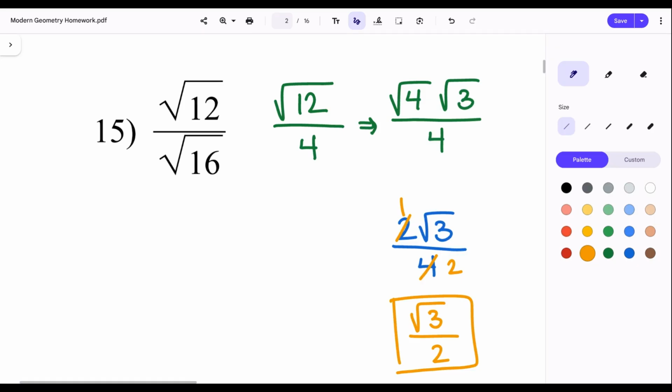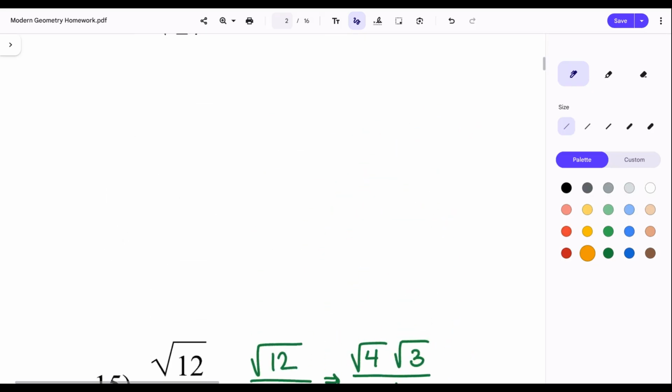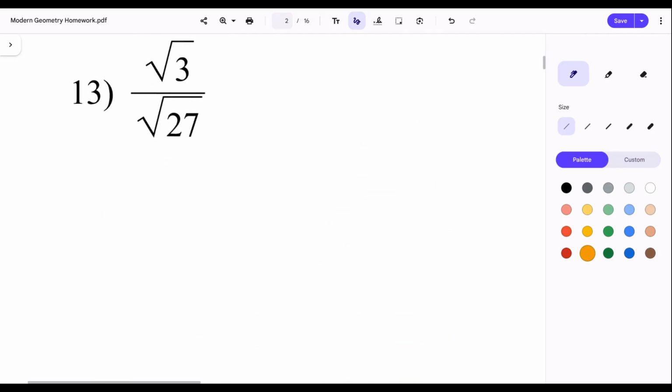Okay, let's go back up to number 13, because this one's going to be a little different. This time, the bottom is the square root of 27. Unfortunately, we can't just square root that. The last one was a little bit nicer because of the number that they gave me on the bottom. I don't have that for this one here. I have to work with that 27 a little bit.